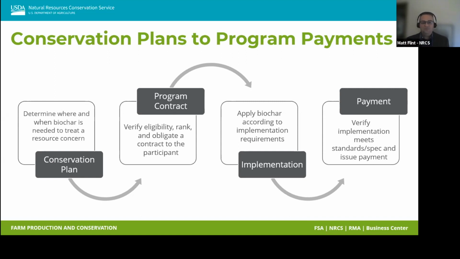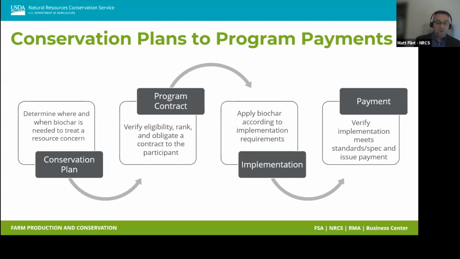Truth be told, it doesn't really matter where a person starts the process. They may begin by filing an application for a program opportunity they learned about, or they may start by asking NRCS for a conservation plan. In any case, the conservation plan is what I'm going to talk about, and I'm going to tie it back to programs near the end. The plan is what determines when biochar is needed to treat a resource concern.